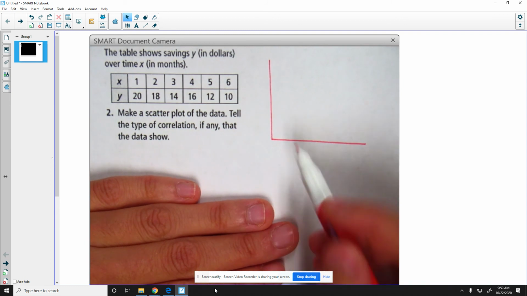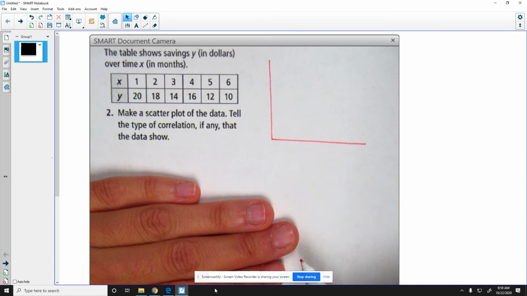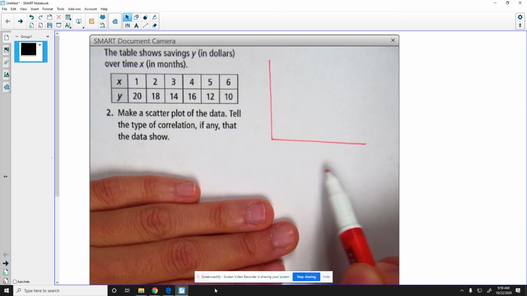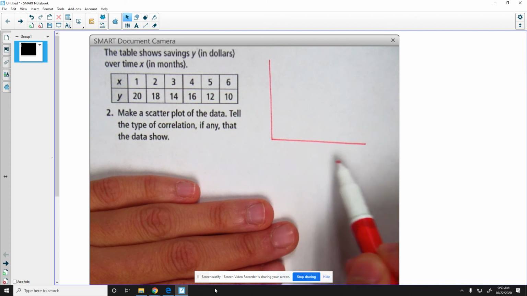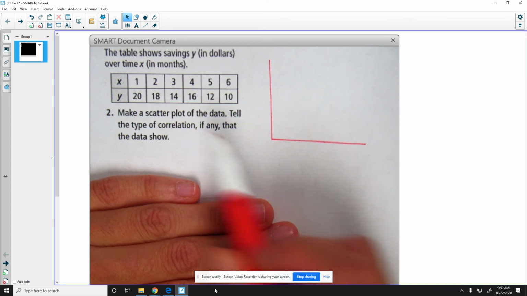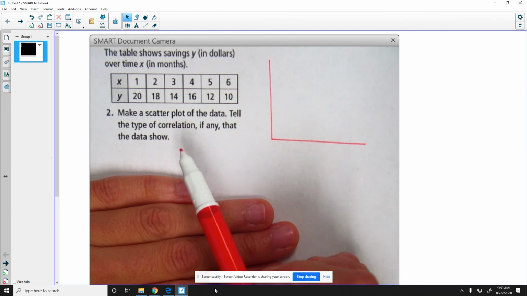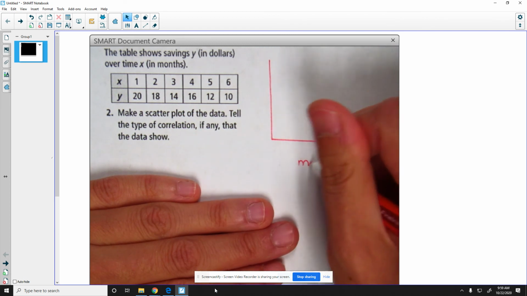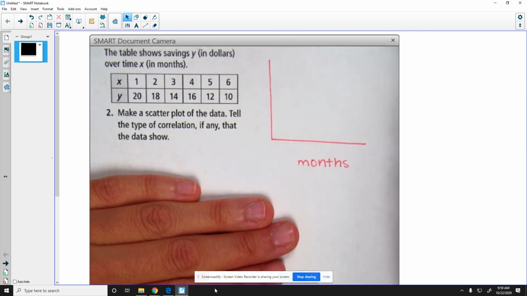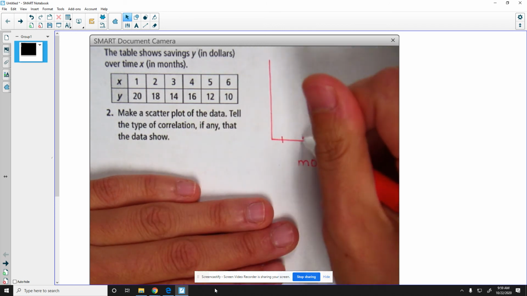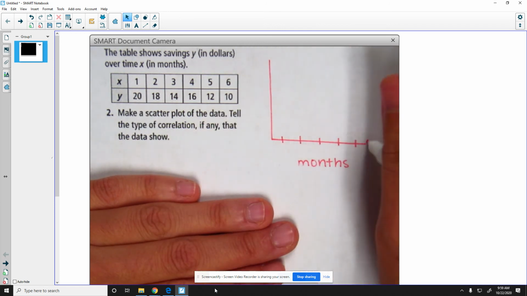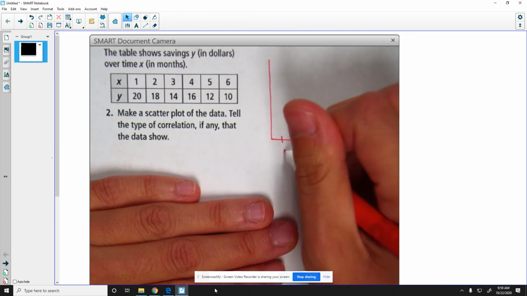Okay, so here's my X and Y axis. I have to label, so take a look at what you're doing. So what is my X word here? So like read the problem. Months. Okay, so I have months. And it looks like when I look at my X's, I'm going just 1, 2, 3, 4, 5, 6. So 1, 2, 3, 4, 5, 6. I'm counting by ones.